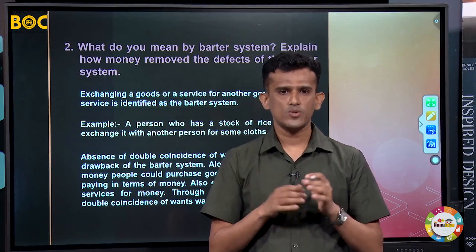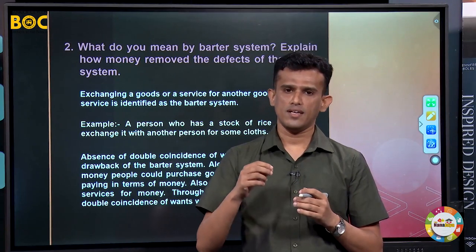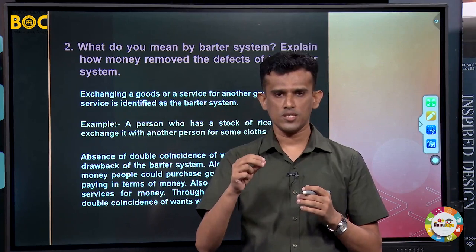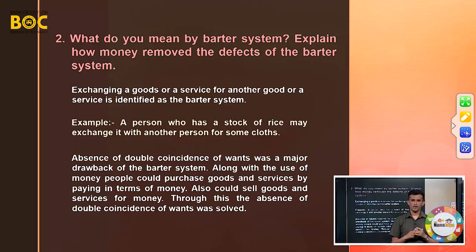But along with the usage of money, anyone who wished to purchase a good or a service can go to the market and pay in terms of currency notes and coins and purchase that respective product. So therefore, we don't need to identify any mutual agreement between the wants of the parties when entering into transactions. With the use of money, we can purchase goods and services by paying in terms of money.